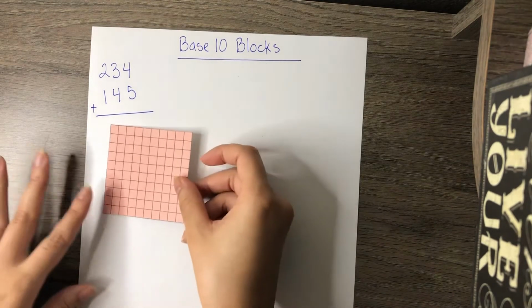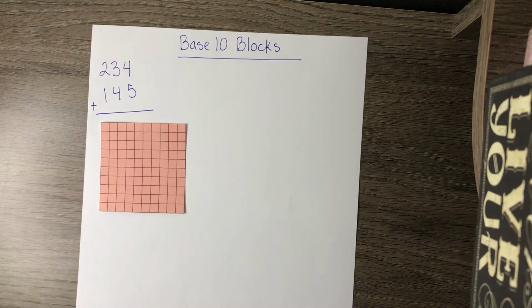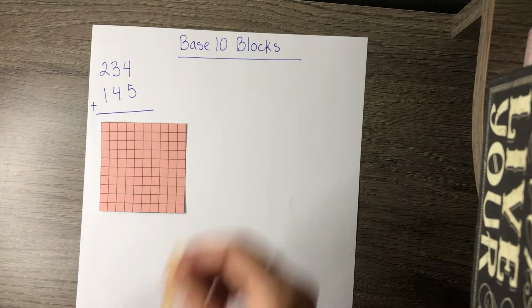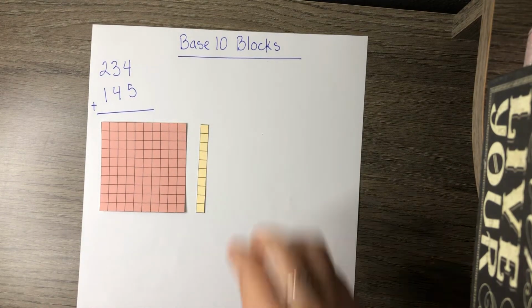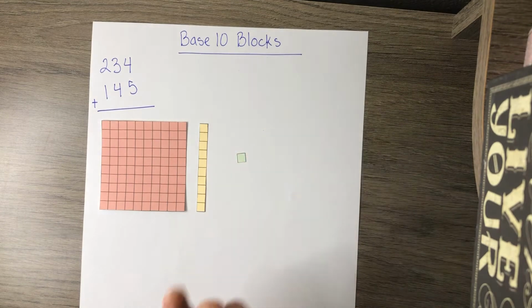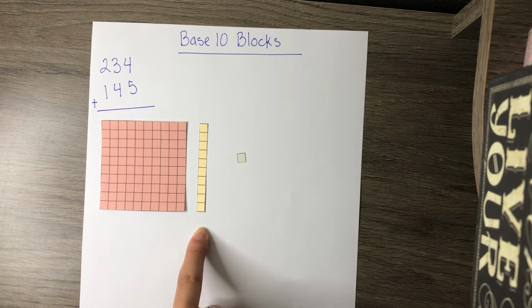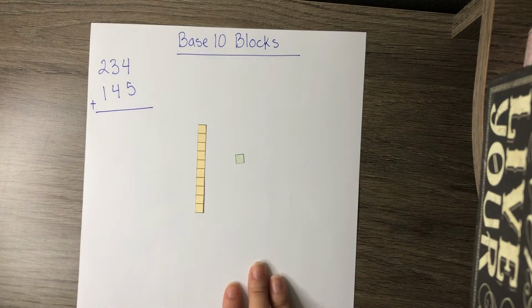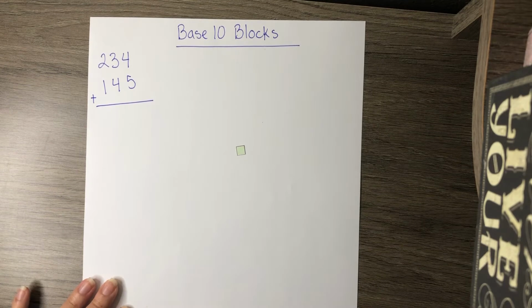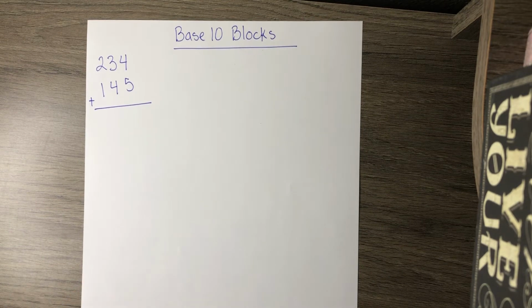Here we have a flat. This represents 100. Here we have a long. This represents 10, and here we have a unit, which represents 1. This is our ones place, this is our tens place, and this is our hundreds place. So now how are we going to use these to solve our addition problem?